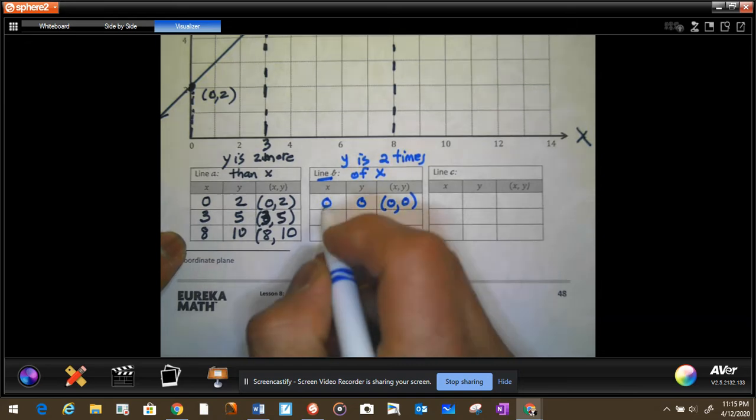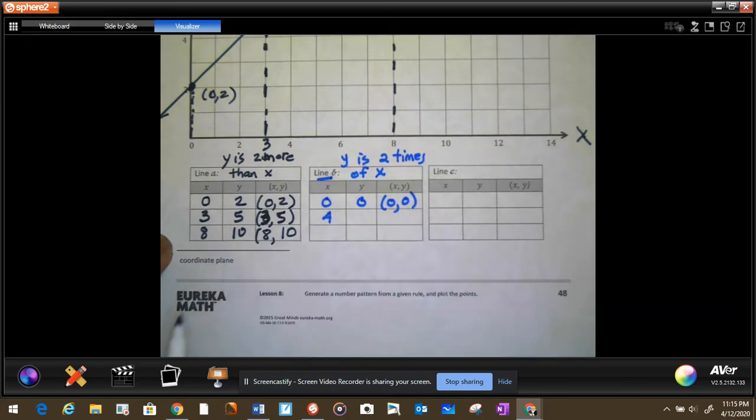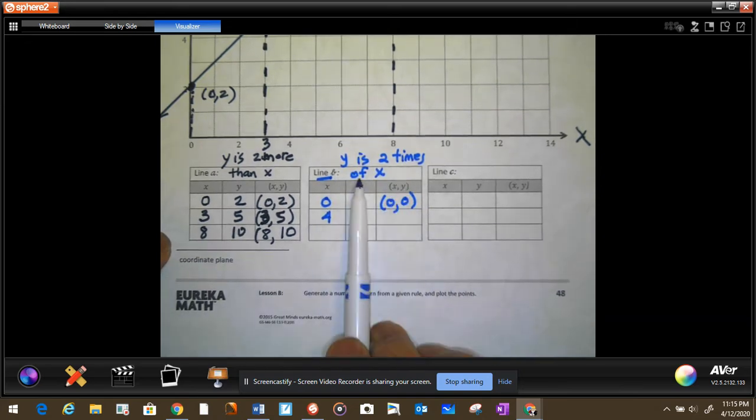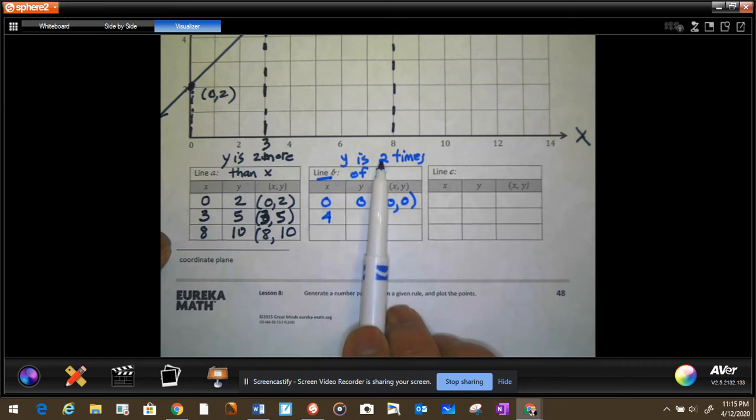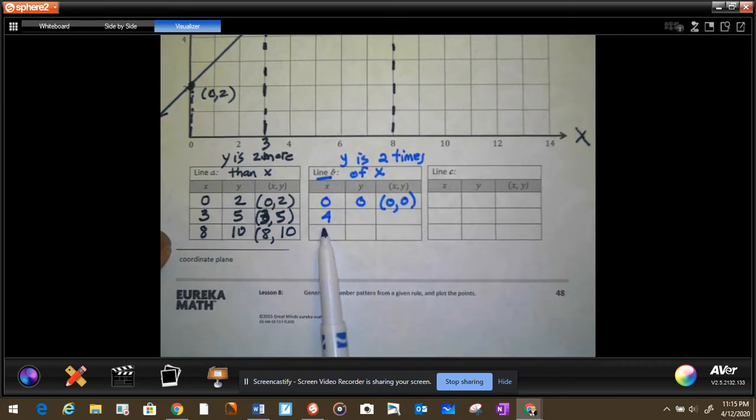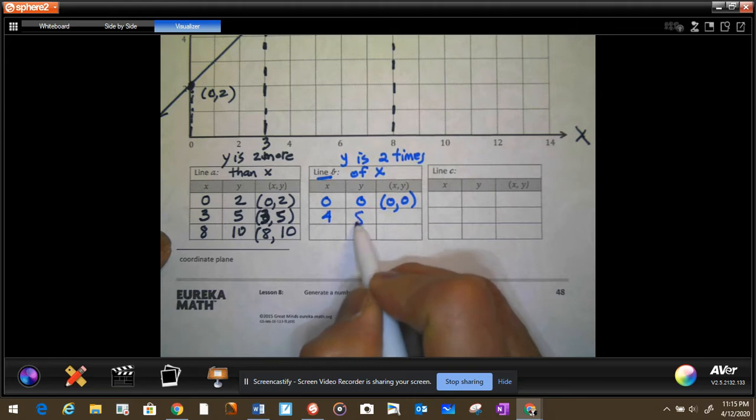Now let's say we write 4. Y is 2 times x, so y is 2 times x, where x is 4. So that will be 8.